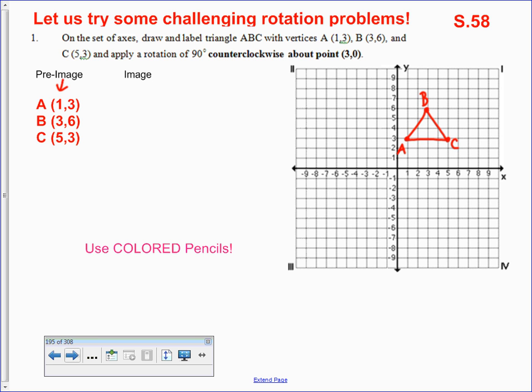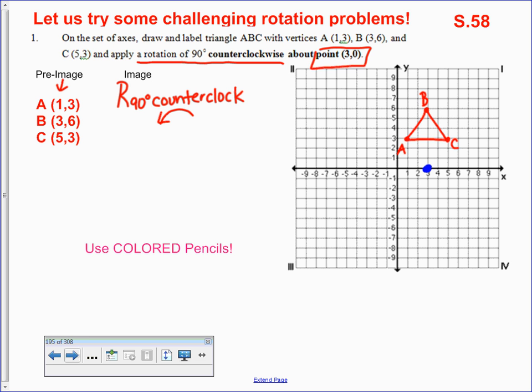Okay, now what are they asking me to do? I am going to apply a rotation of 90 degrees counterclockwise. So I like to write that out. 90 degrees counterclockwise. So what direction is that? That is against the clock. I would be turning to the left. And I'm doing this about the point (3, 0). This is where the tricky part comes in. I'm no longer rotating about the origin. I am going to be rotating about that point, (3, 0).